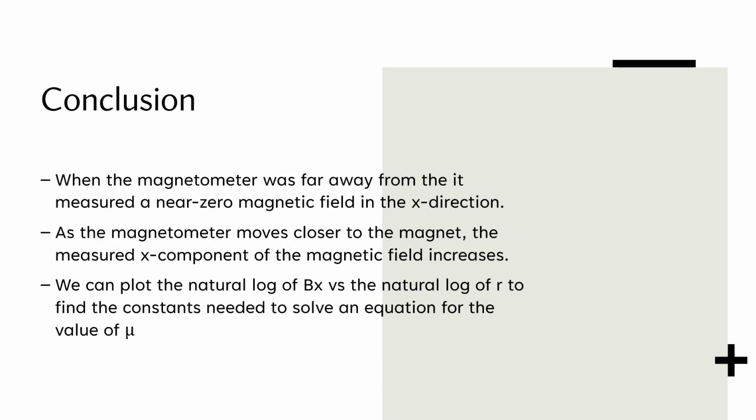When the magnetometer was far away, it measured a near zero magnetic field in the X direction. As the magnetometer moves closer to the magnet, the measured X component of the magnetic field increases, and we can plot the natural log of Bx versus the natural log of R to find the constants needed to solve an equation for the value of mu.